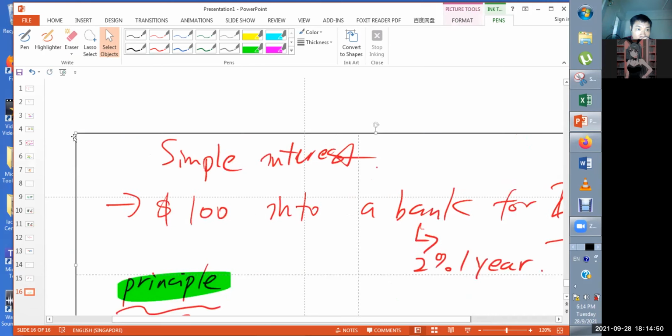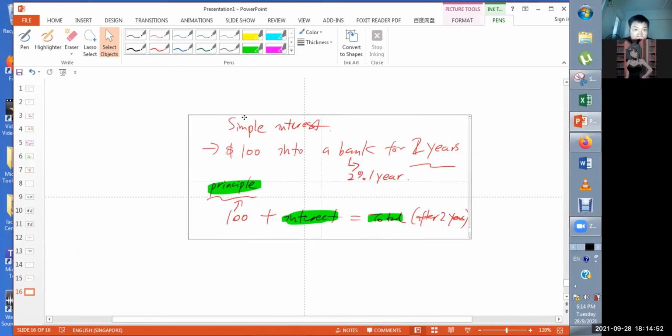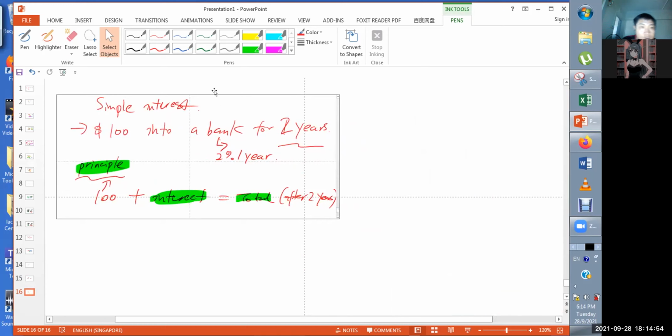Okay, let's just take this example. You put $100 into the bank, and the bank gives you 2% per year, right? So over here, we are talking about 2 years.